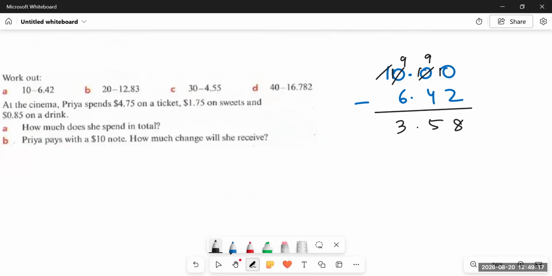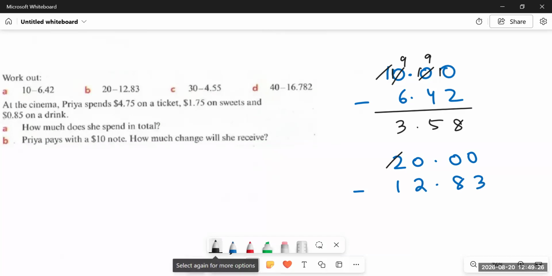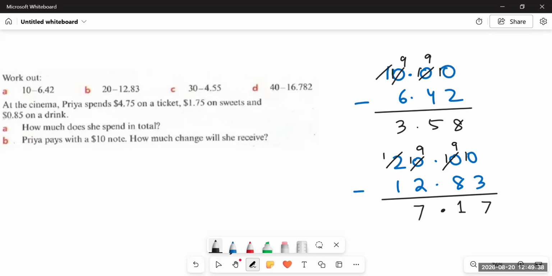Again, the same thing we'll do with part 2. 20.00 minus 12.83. Again, we'll do the same thing. Borrowing from 2, it will become 1. 10 becomes 9, becomes 10, becomes 9. Here comes 10. 10 minus 3 is 7. 9 minus 8 is 1. 9 minus 2 is 7. And we are having 7.17, the answer.